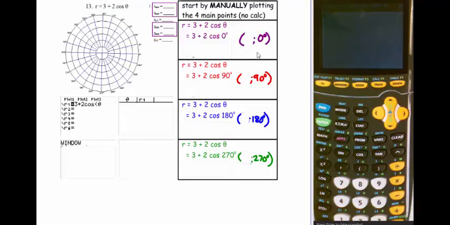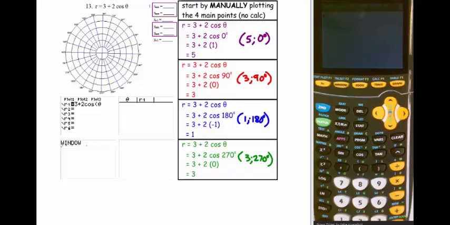And so what we'll do is we'll just plug in. So we're going to look for the point by plugging in 0 degrees. We're looking at 3 plus 2 cosine theta, so 3 plus 2 cosine 0. Well, remember, cosine of 0 is 1, so we have 3 plus 2, or 5. So we get the ordered pair, r theta, 5, 0. We can do the same thing for 90 degrees, 180, 270, and then we'll have our first 4 points.